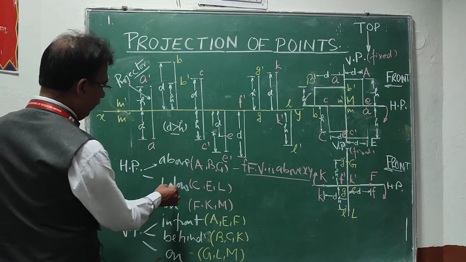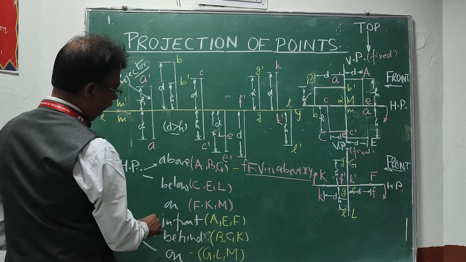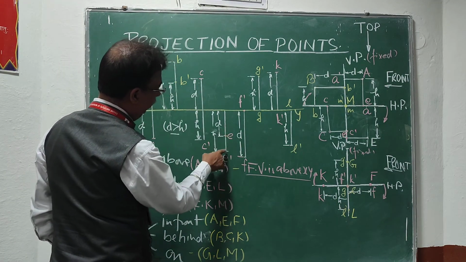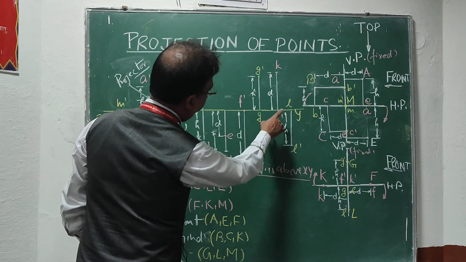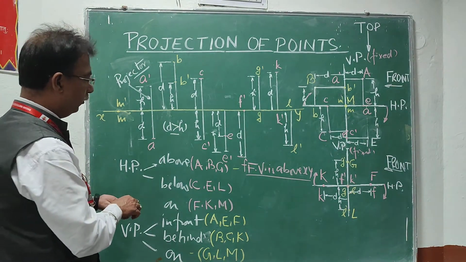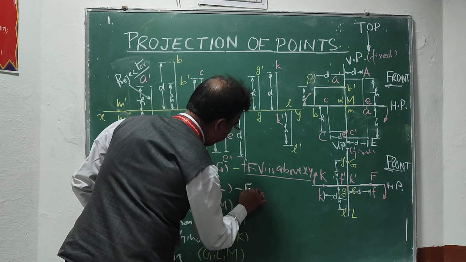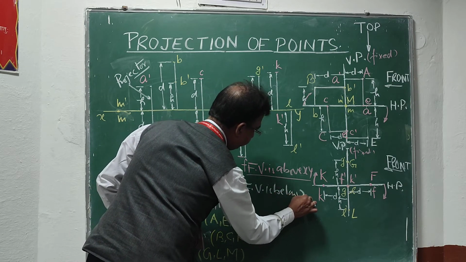If I see these points which are below HP: C, front view will be below, top view will be above. E, front view and top view both are below. And for L, the front view is below and top view will be on the reference line. So the common thing is their front view is below XY.